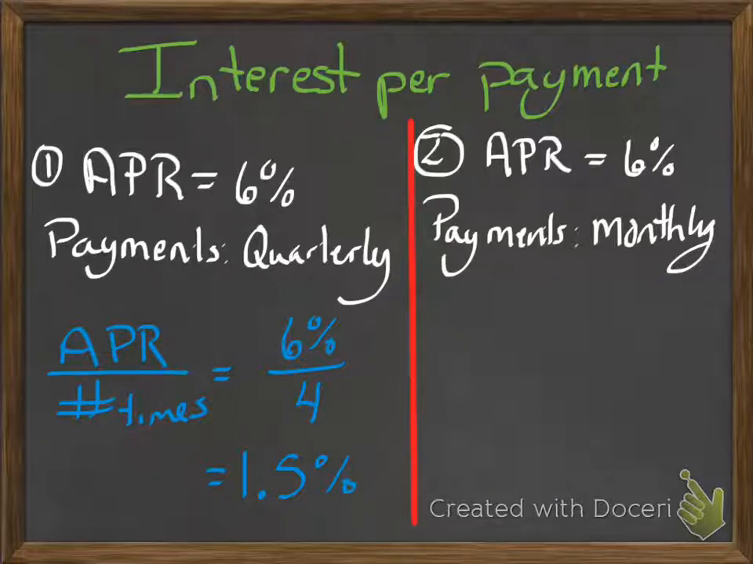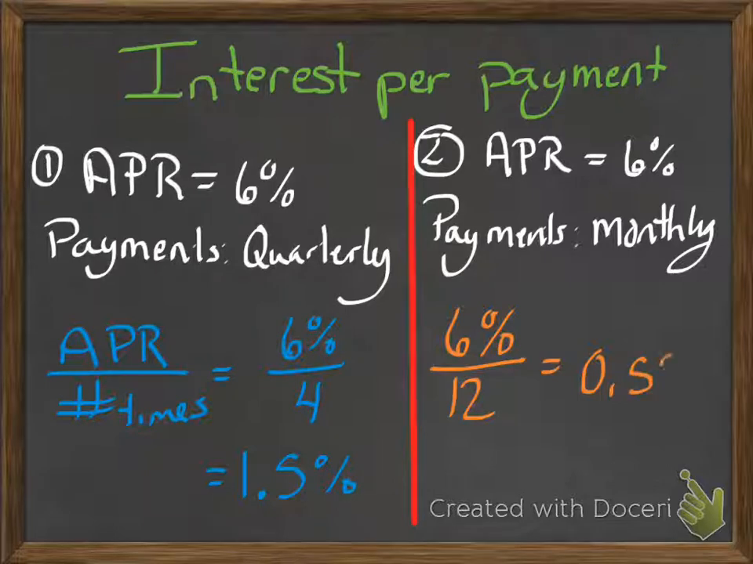If our APR is 6% and we're doing it every month, we're going to take that 6% and divide it by 12. That gives you 0.5%. You could have written it as a half of a percent or 0.5%. You can write it both ways. Either way is okay.